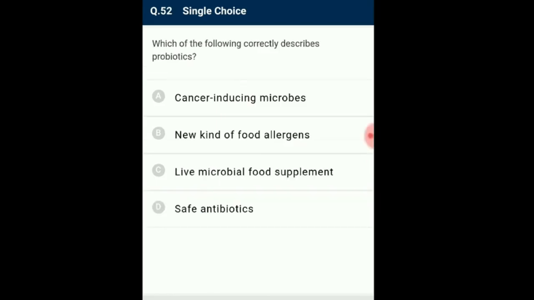Question number 52. Which of the following correctly describes probiotics? Probiotics are live microbial food supplements. Probiotics are living organisms claimed to provide health benefits on consumption. These generally help by improving the gut flora and digestive system. These have been known to maintain the natural balance of microbes in the gut if disturbed by any illness or treatment. Probiotics are generally sold as food rather than medicines, thus they do not undergo the stringent process of regulations and development of medicines. So the answer is option C, live microbial food supplements.